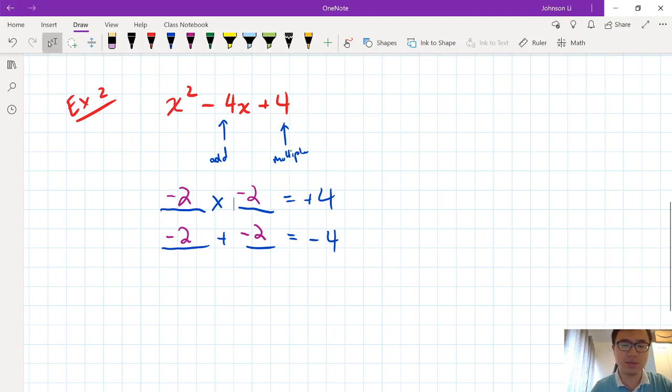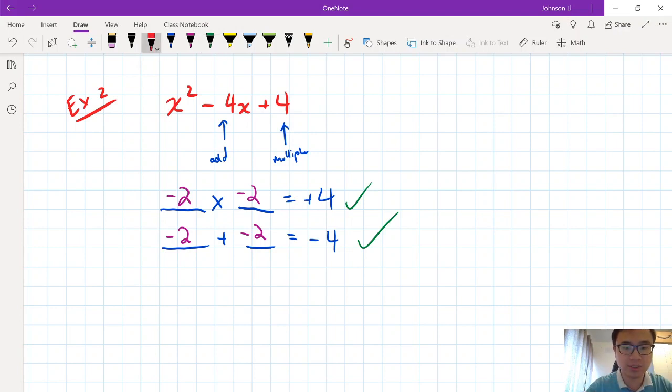And we can do the calculations again. Negative 2 times negative 2, that is indeed positive 4. Negative 2 plus negative 2, that indeed is also negative 4. So in both cases, they check out, and the numbers in both cases are the same.